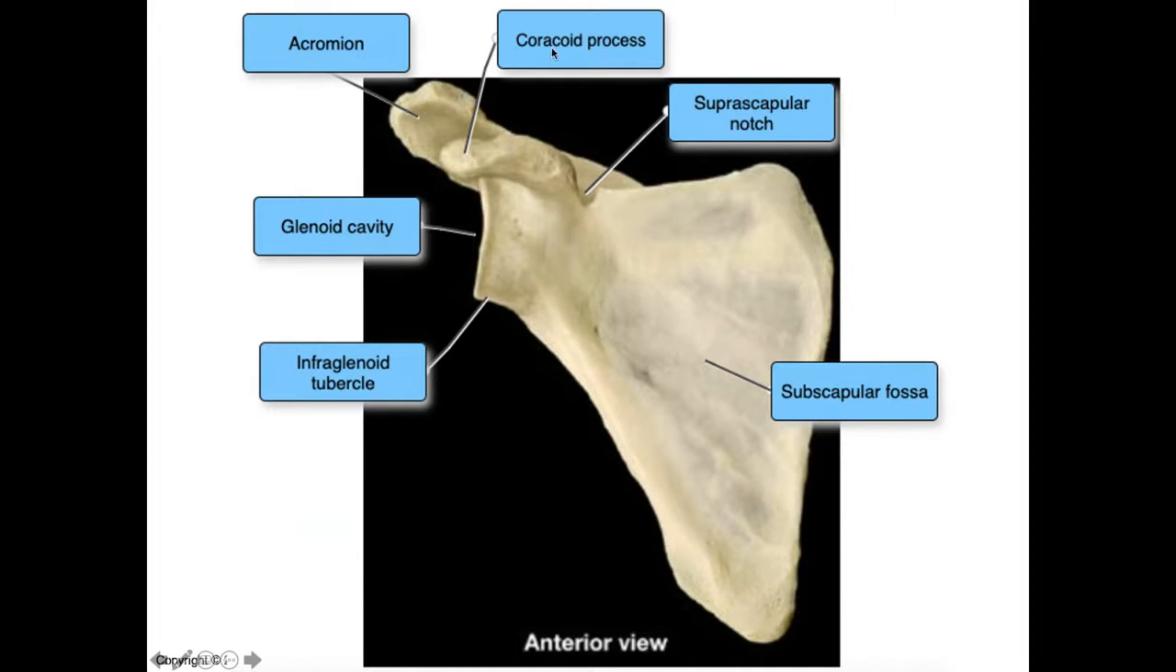Here is the acromion process. Here is the coracoid process. Here is the glenoid fossa or glenoid cavity. Here is the infraglenoid tubercle. On the top would be the supraglenoid tubercle. There's the suprascapular notch. It's just a little depression. There's a nerve that's going to pass through there. And here's the subscapular fossa. Subscapular fossa is where one of your largest rotator cuff muscles will attach. It's called the subscapularis. The subscapularis originates on the subscapular fossa.